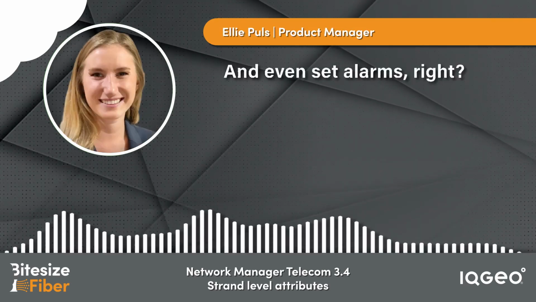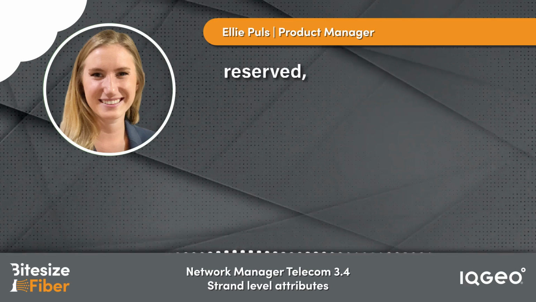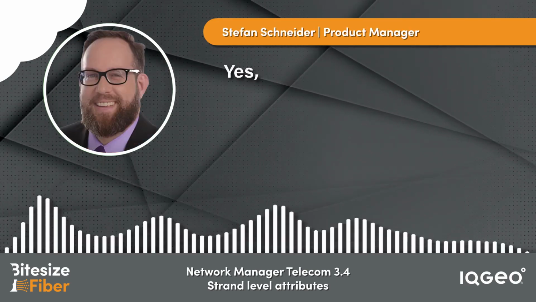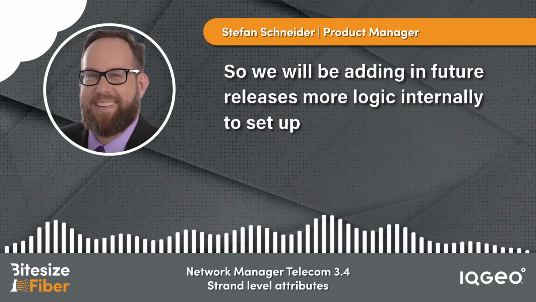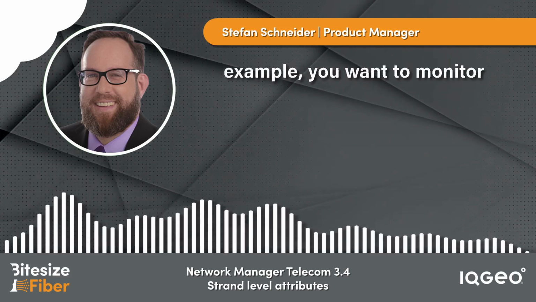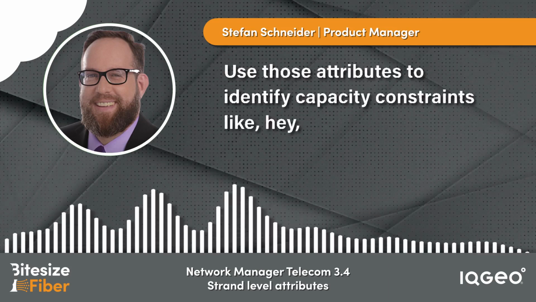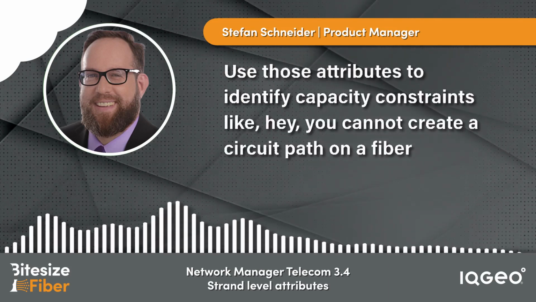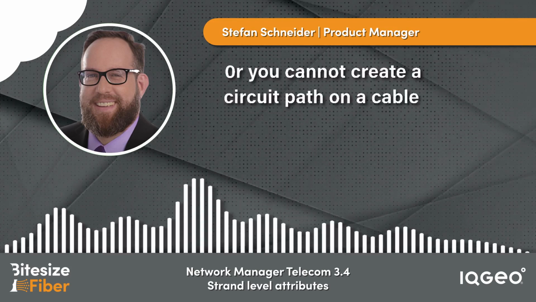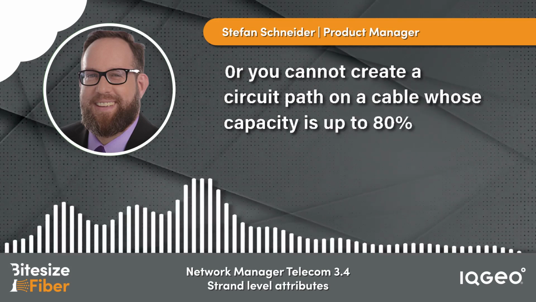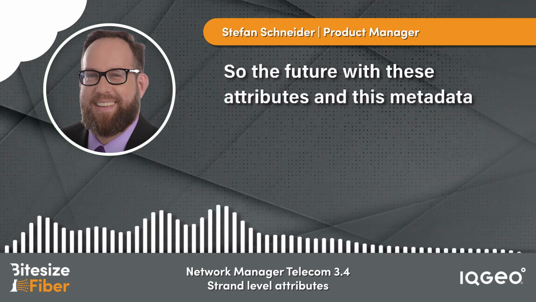And even set alarms, right? If you're building out something and you see that the fiber you want to use is reserved, it can set an alarm for you. Yes, it can. So we will be adding in future releases more logic internally to set up things like, for example, you want to monitor capacity, use those attributes to identify capacity constraints, like, hey, you cannot create a circuit path on a fiber that is marked as reserved, or you cannot create a circuit path on a cable whose capacity is up to 80%, and this will become 81%. So the future with these attributes and this metadata is super bright.